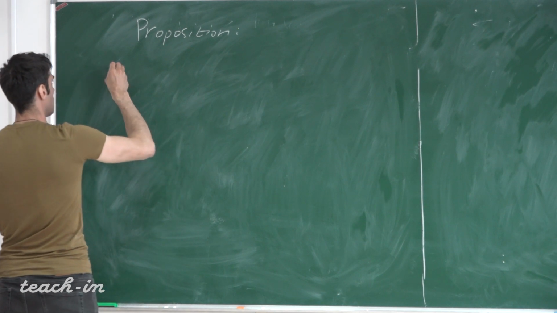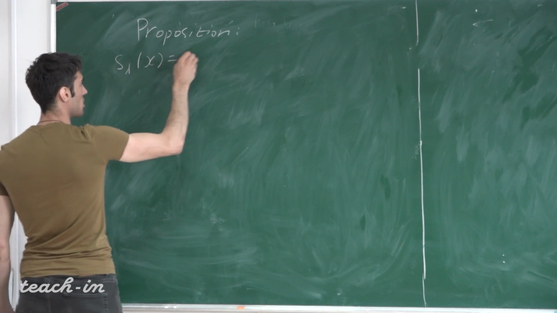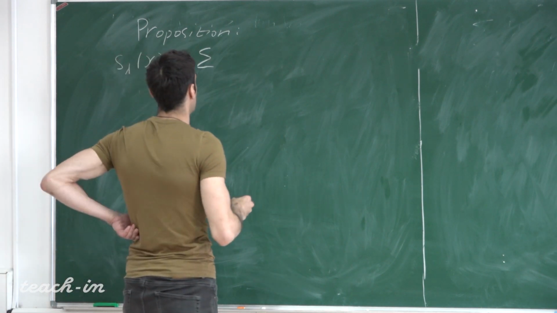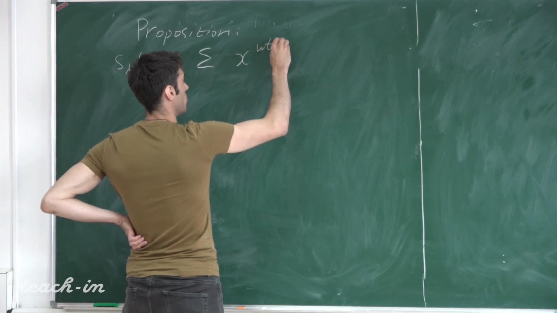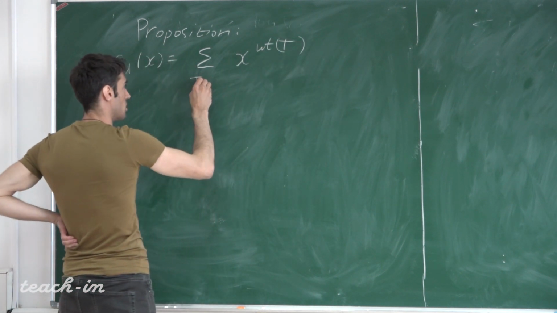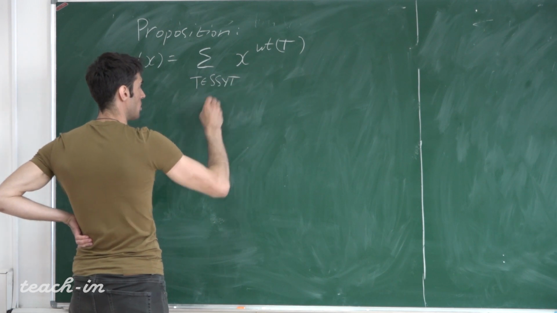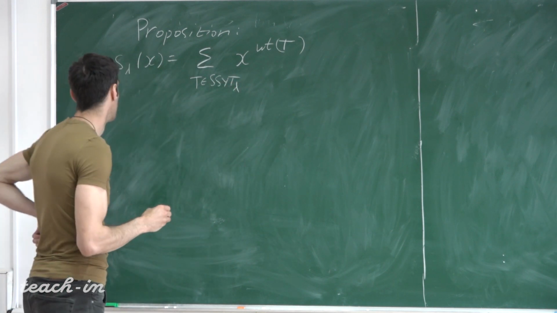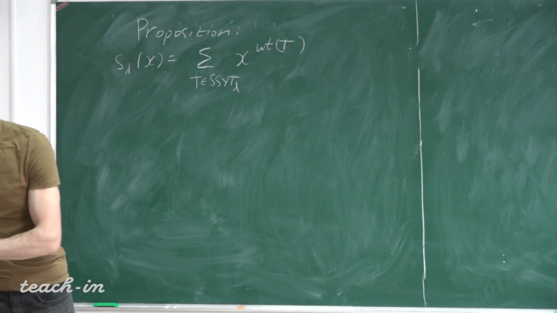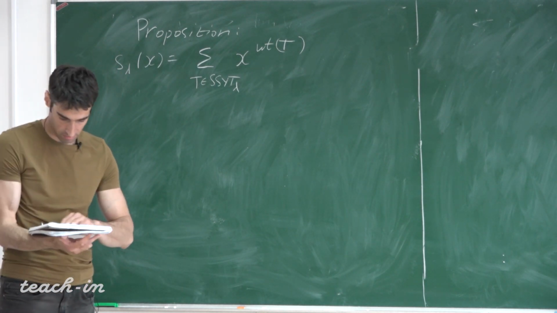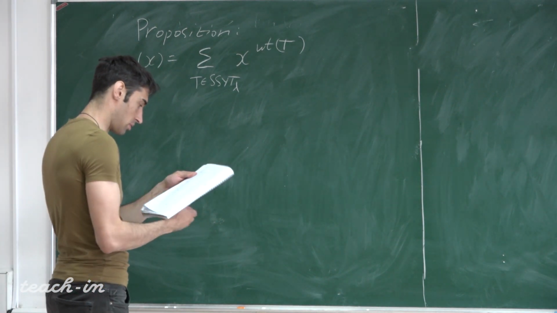Position at S lambda of X is the sum over X to the weight of T, as T runs over semistandard Young tableaux of shape lambda. Proof.